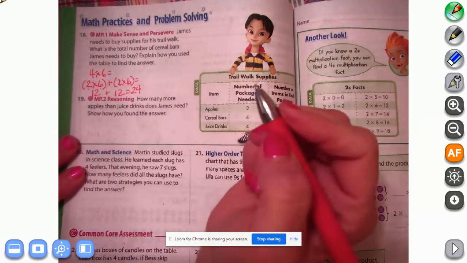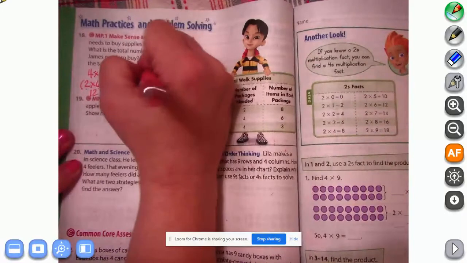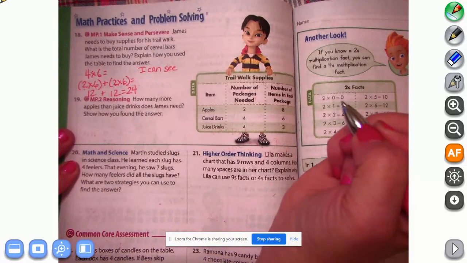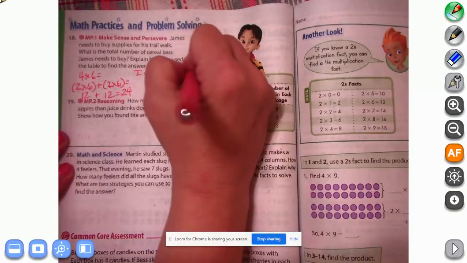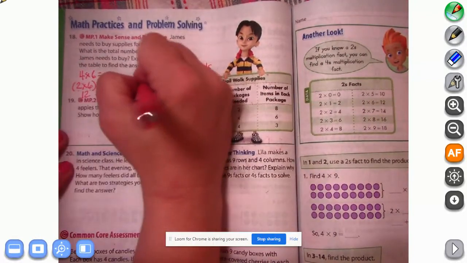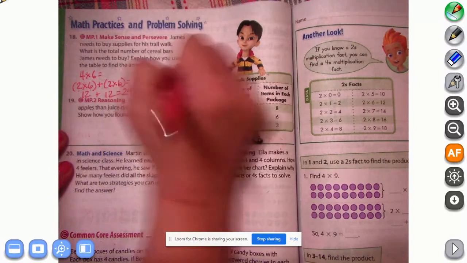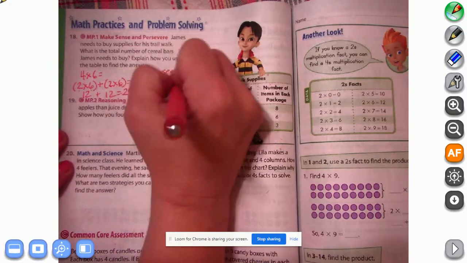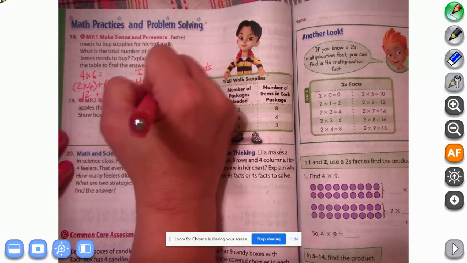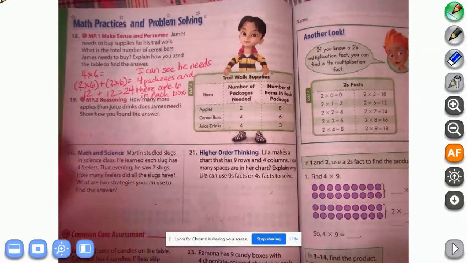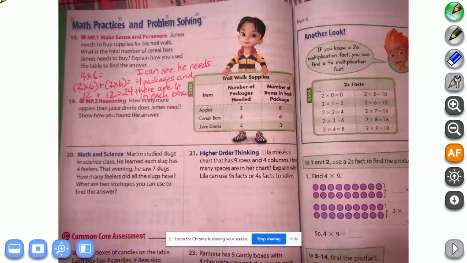Explain how you use the table to find the answer. Okay. I can see he needs 4 packages and there are 6 in each box. Okay, so you're going to want to go ahead and pause so you can get that all written down. Okay, ready? 1, 2, 3, pause.